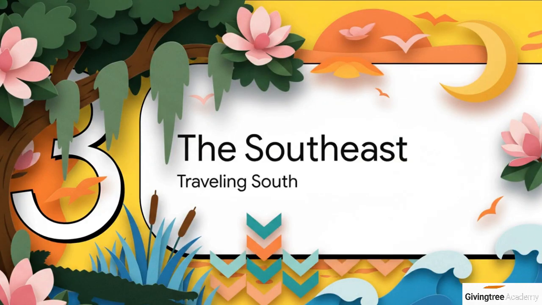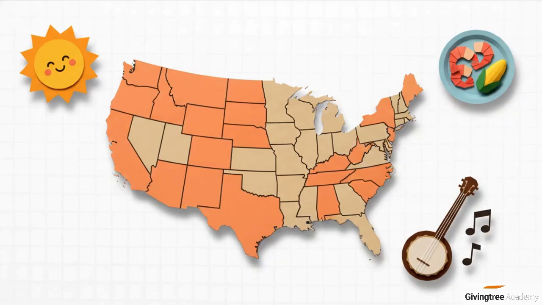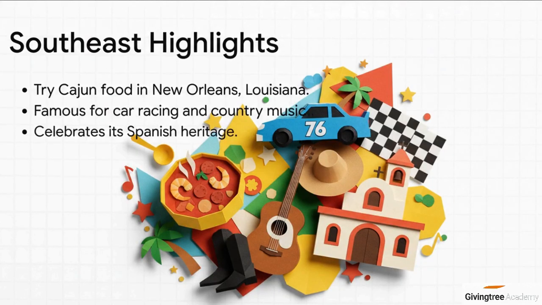All right, we've had a great time in the Northeast. Now, let's head south for our next stop, the Southeast. Welcome to the Southeast. Take a look at the map here. This area is famous for its warm weather, some seriously delicious food, and awesome music. Wow, the Southeast has such a unique culture. For example, you can try amazing Cajun food down in New Orleans. The region is also famous for things like exciting car racing and country music. And get this, it's home to St. Augustine, which is actually the oldest city in the whole country, and it really celebrates its Spanish history.